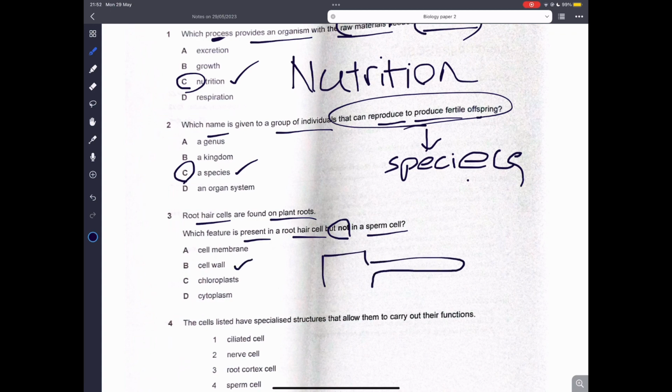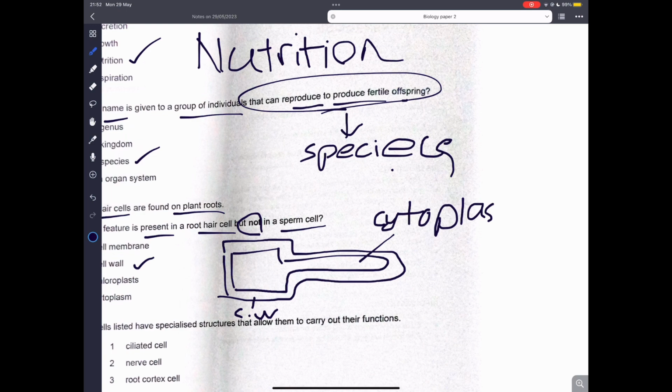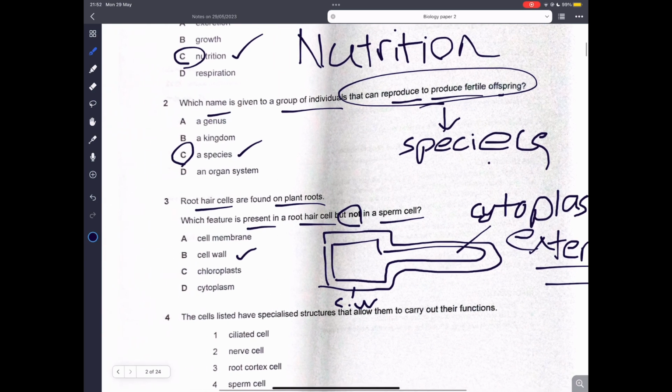Now here, as I'm drawing, you can see that this is a root hair cell, and then there is this. This is the cell wall, and the pointing thing is called the cytoplasmic extension, which is just the cytoplasm that is being extended very narrowly. So the answer here is B.